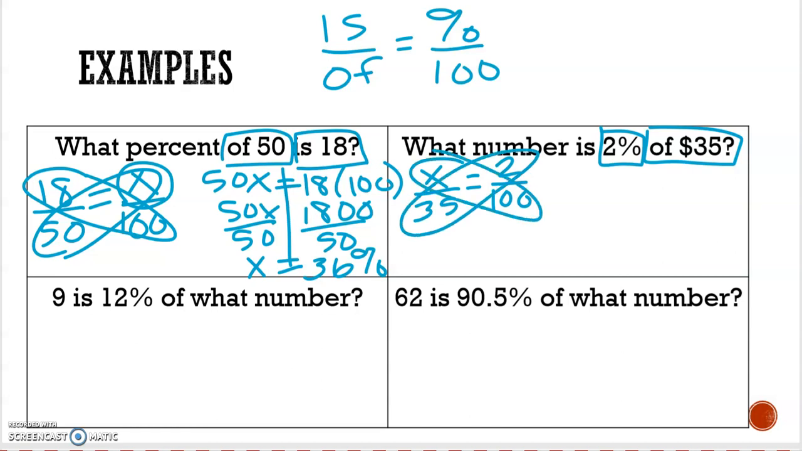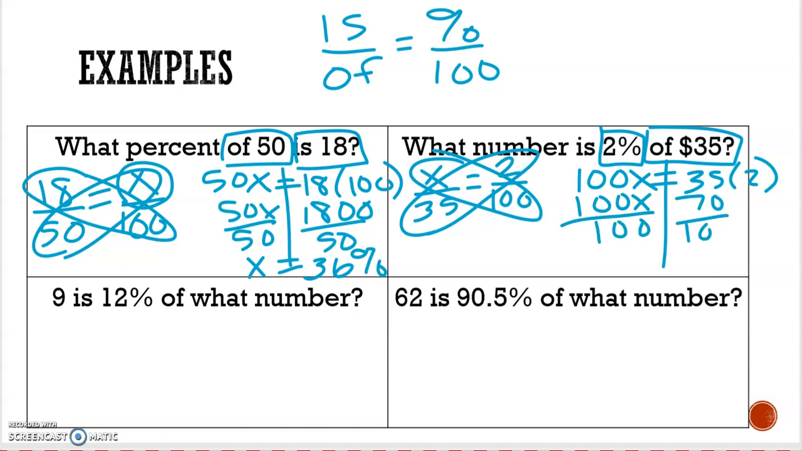So I'm going to do my cross multiplying. So I have 100 times X, so 100X, and then 35 times 2. So I have 100X, 35 times 2 is 70. Divide both sides by 100 to bring that over. And we have X equals 0.7. Okay, I don't put a percent sign on this one because my X was not on the percent part of the problem, or the proportion. So it's just 0.7.